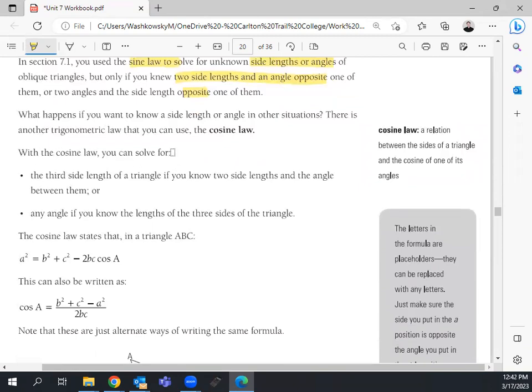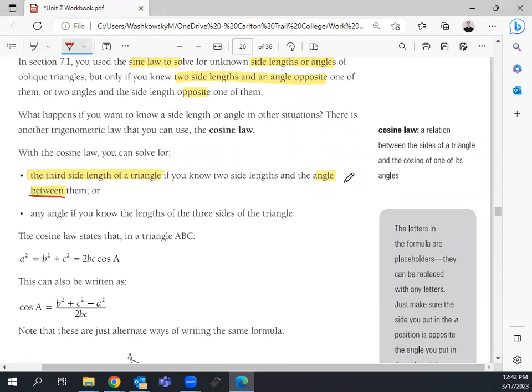When we use the cosine law, we look at two different things. We can solve for a missing side of a triangle, the third side, if we know two side lengths and the angle between them. Between is the key word here. We are looking for when we have an angle between them.